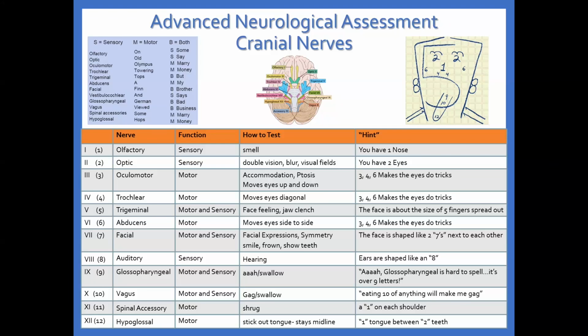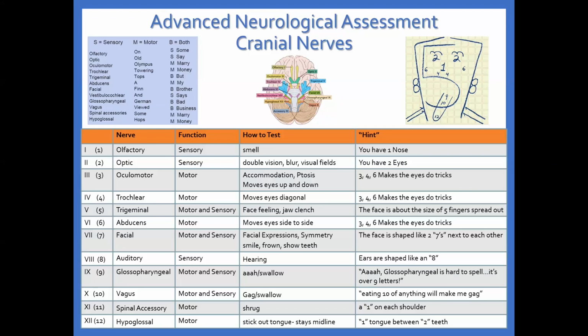Then 8 looks like an ear. You can see the 8's on the side of his head. 8's for hearing. Test hearing by either rubbing their hair next to it or rubbing your fingers next to your ear and just saying, which ear am I rubbing my fingers next to? That's a very easy neuro hearing exam. And then 9 and 10, this is your gag and your swallow. So 9 is making sure your soft palate is all good and held up. And 10 is the actual swallow.